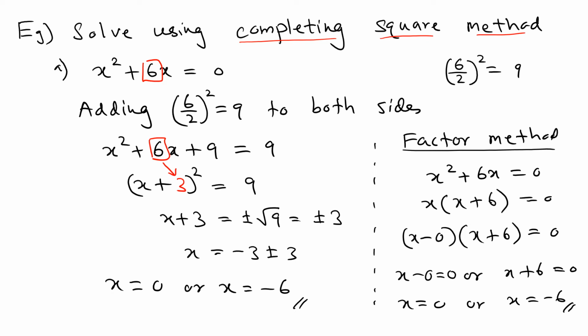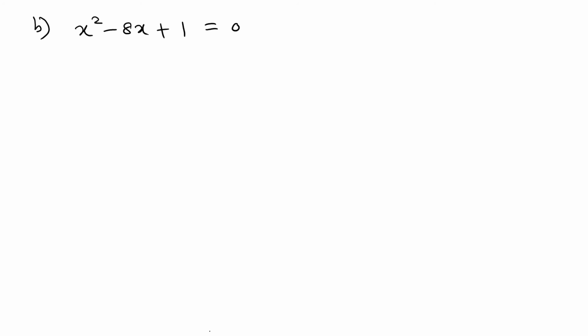So let's look at a few more examples now. We have x squared minus 8x plus 1 equals 0. So what we can do, first step is we're going to move the constant term to the other side. So we have x squared minus 8x equals negative 1. Okay, move 1 to the other side.